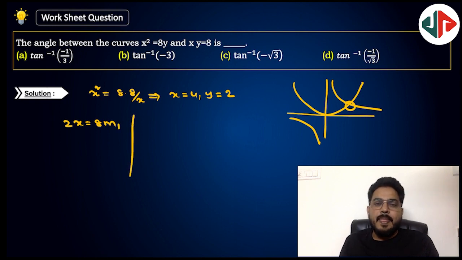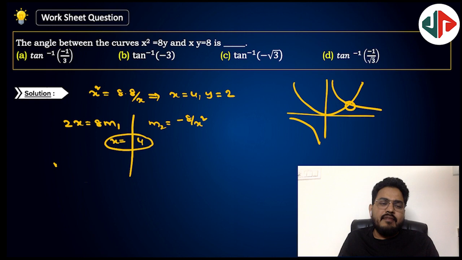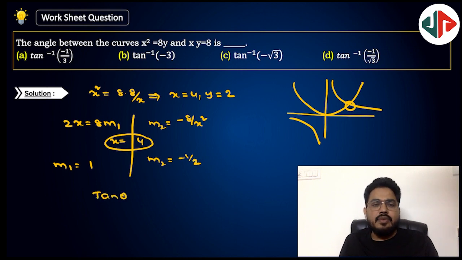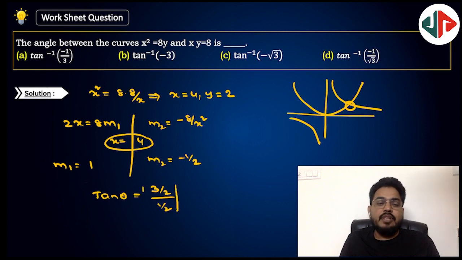Second curve is m2 is equal to minus 8 by x square. In both the places, I need to write x is equal to 4. So m1 is equal to 1 and m2 is equal to minus 1 by 2. So tan theta is equal to modulus of m1 minus m2 by 1 plus m1 m2, which is 3 by 2 by 1.